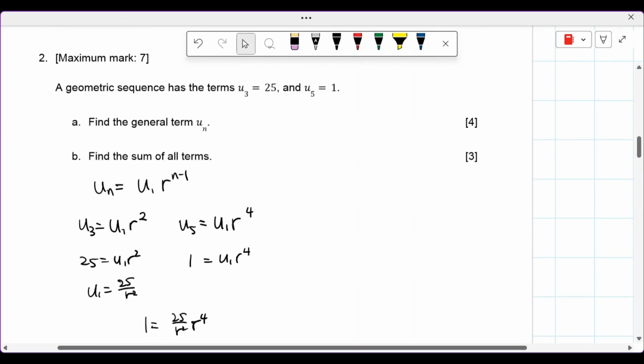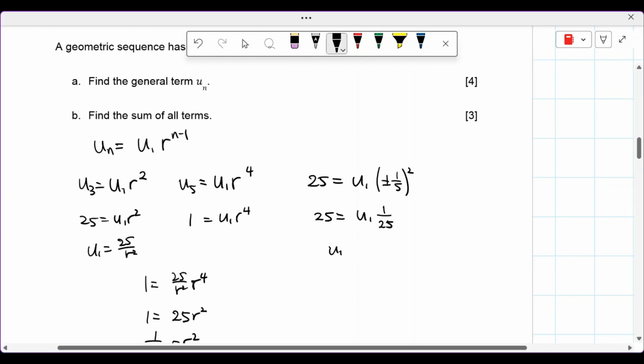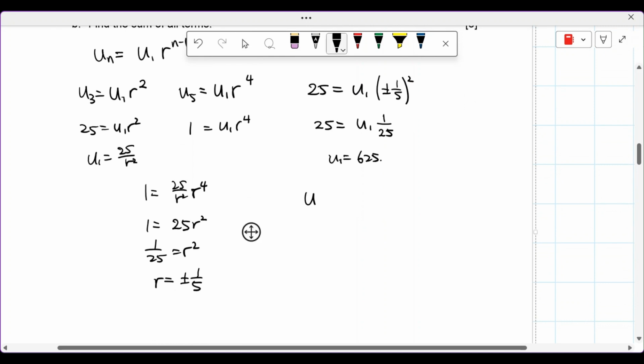So I know the common ratio. So let's find u1 based on that. Let's use 25 equals u1 times plus minus 1 over 5 to the power of 2. I realize that no matter whether I take positive or negative 1 over 5, it's going to be 1 over 25, which means my u1 is equal to 625. So I know u1 and r. So I know two expressions: un is equal to 625 times 1 over 5 to the power of n minus 1, or un is equal to 625 times negative 1 over 5 to the power of n minus 1.